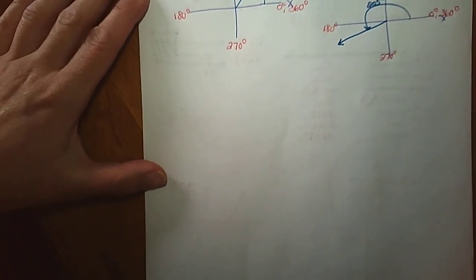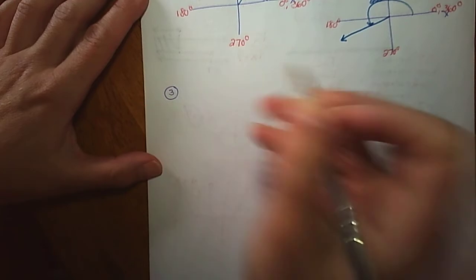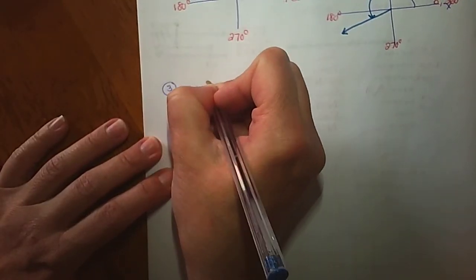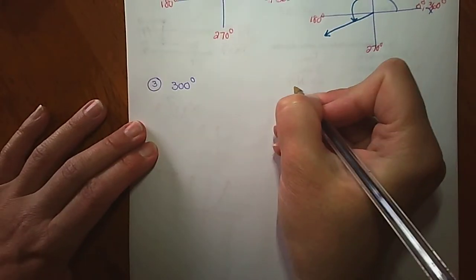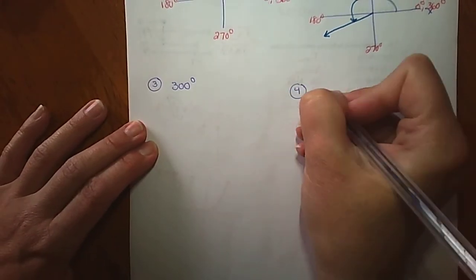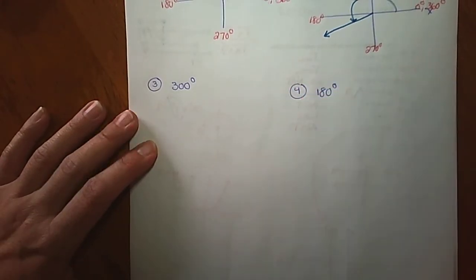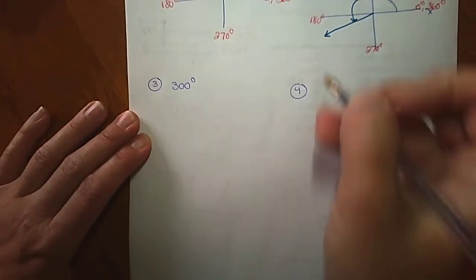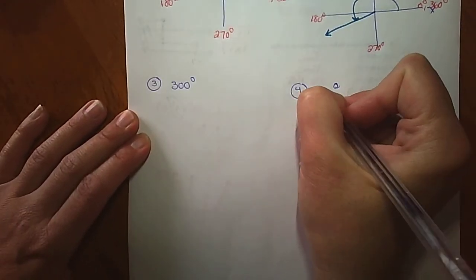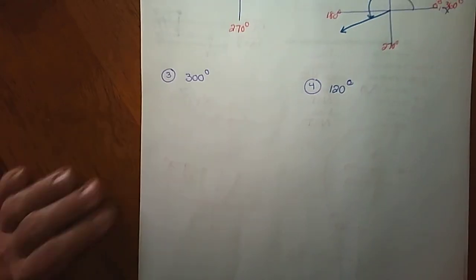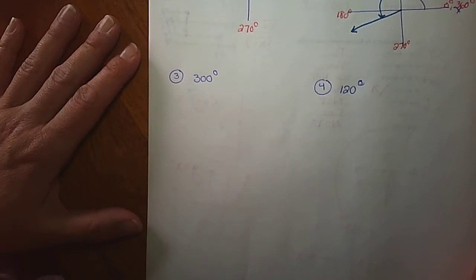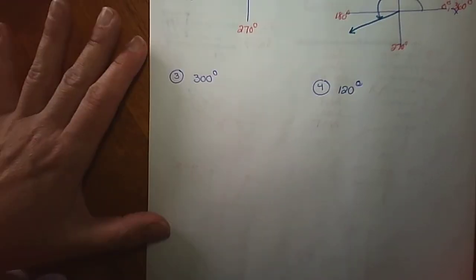So why don't you try now? What if I ask you to turn 300 degrees? Let's do 120. Then I'm going to change it up a little bit. 120. So try those for 2 seconds. You can pause me. So I hope you pause me and you try drawing these.